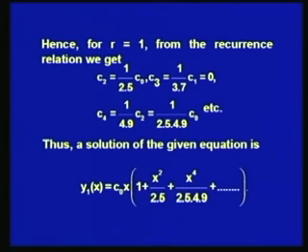Thus a solution of the given equation is y1(x) equal to C naught x into 1 plus x square over 2 into 5 plus x to the power 4 over 2 into 5 into 4 into 9 and so on. C1 equal to 0 implies C3, C5, C7 all are zeros. So only the coefficients of even powers of x are present in this solution y1(x).